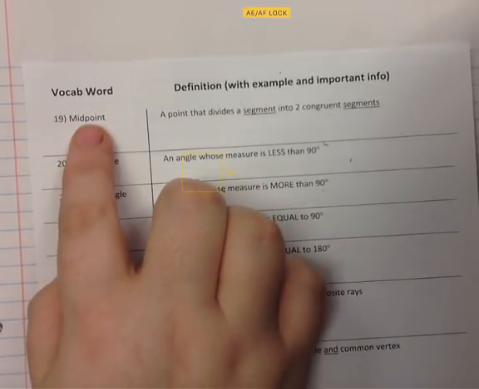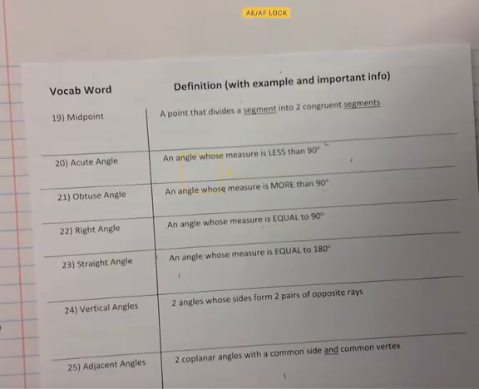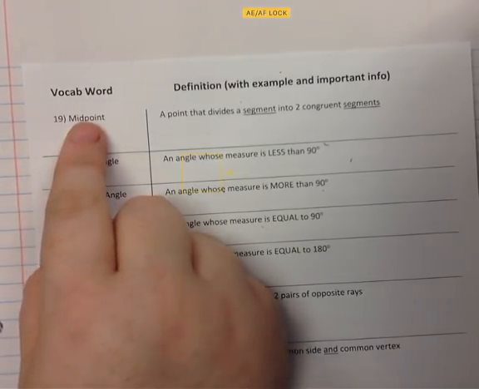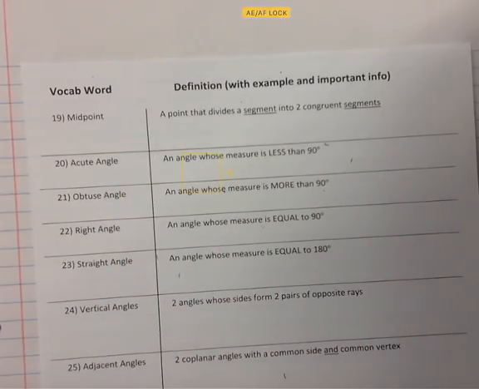If you see the word midpoint, you use the word midpoint. If you see the word segment bisect, you use the words segment bisect. But if you see the word midpoint, you got to use the word midpoint. So it is a point that divides a segment into two congruent segments.